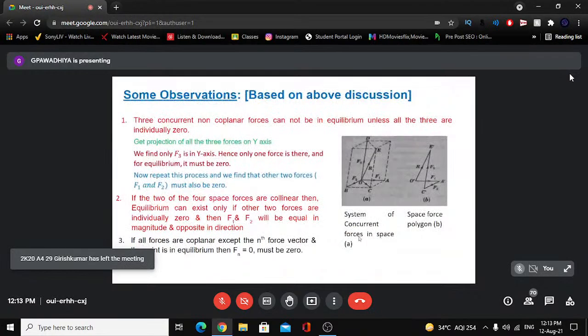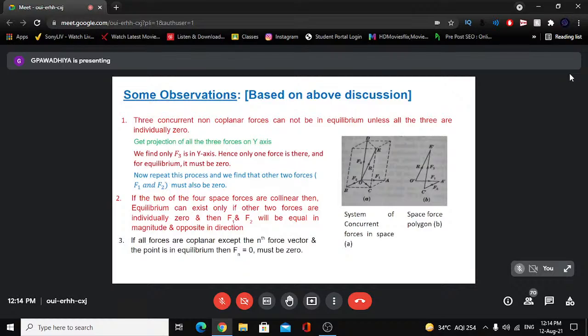Now some observations based on our above discussion. First observation is this: as we have established, for the point of application of resultant R, that is O, which is the resultant of F1, F2, and F3, if the point O is to be in equilibrium, then sigma Fx must be 0, sigma Fy must be 0, sigma Fz must be 0.